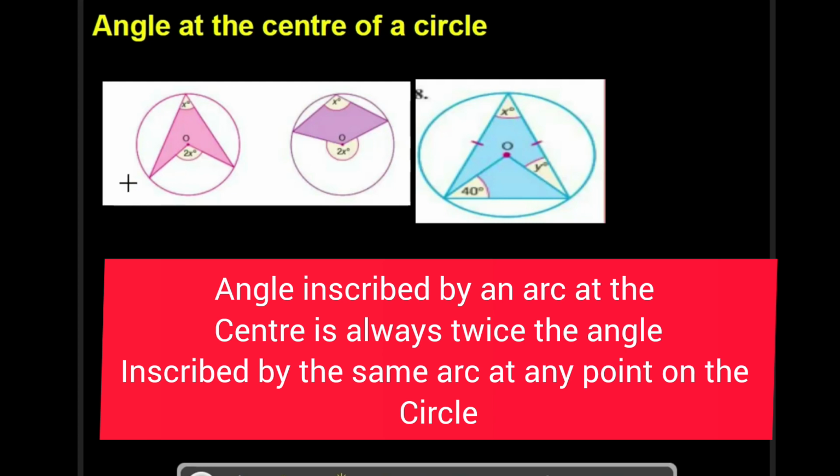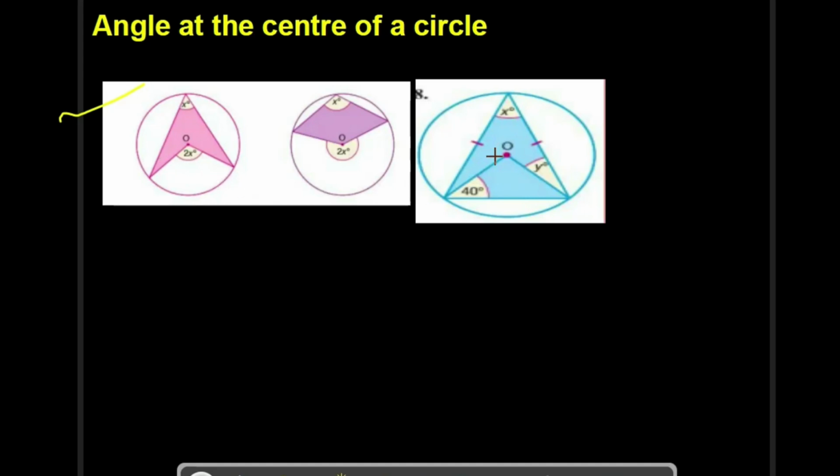So, the angle subtended at the center of a circle by an arc, this is one arc which is subtending an angle at the center, is always twice the size of the angle on the circumference subtended by the same arc. So if it is going to be X, then this is going to be 2X. If it is going to be 2X, then this is going to be X. Okay, so this is our angle at the center property.